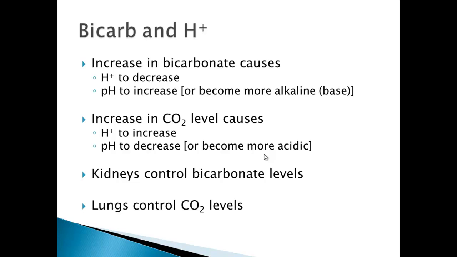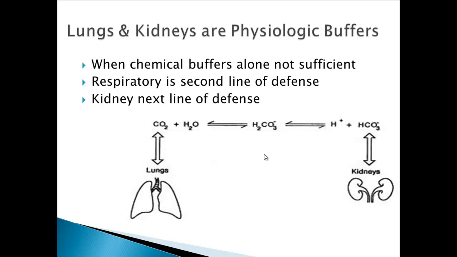So an increase in carbon dioxide level causes the hydrogen to increase and the pH to decrease or become more acidic. The kidneys actually control the bicarbonate level, which can then be released to control that extra hydrogen ion. And the lungs control the carbon dioxide levels, which if we blow that away and lower its level, we will decrease the hydrogen ion that is present. So that's chemically how the lungs and the kidneys are considered our physiologic buffers, okay?